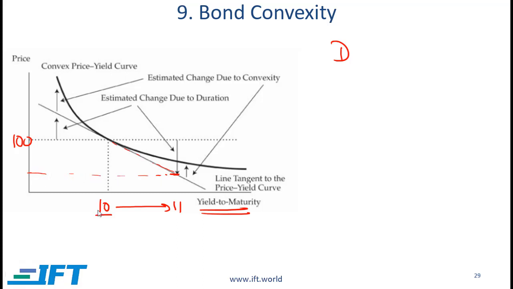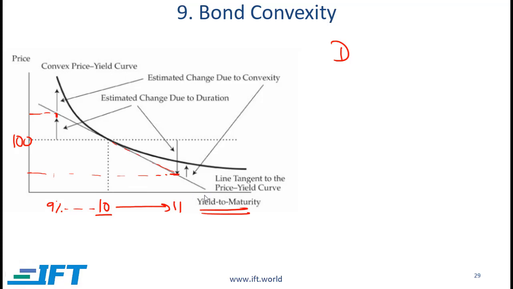And if interest rates go from 10, let's say, to 9%, then according to the duration measure, the price of the bond will rise to this point. Essentially, this tangent tells us about the impact on the bond price of a change in YTM, and you can see that this is a linear relationship.